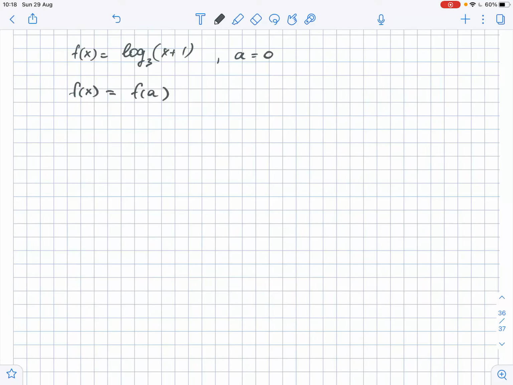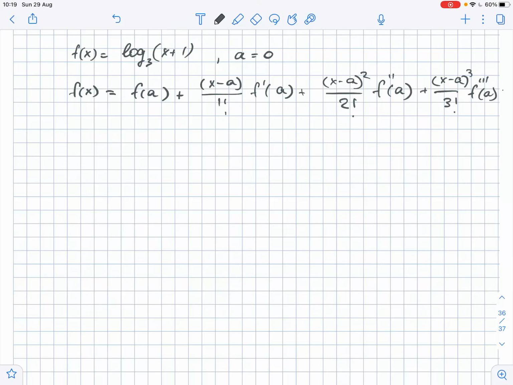Well, the Taylor series for a function f of x continuously differentiable at x equals a is given by f of x equals f of a plus x minus a over 1 factorial times f prime of a plus x minus a squared over 2 factorial times the second order derivative of f of a plus x minus a cubed over 3 factorial times the third order derivative of f of a, and so on.